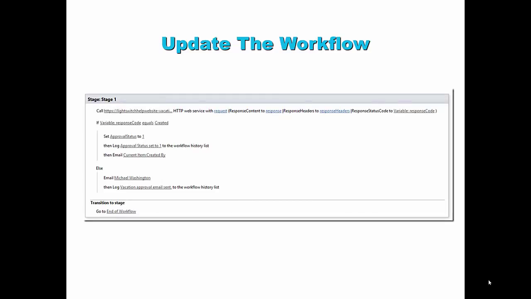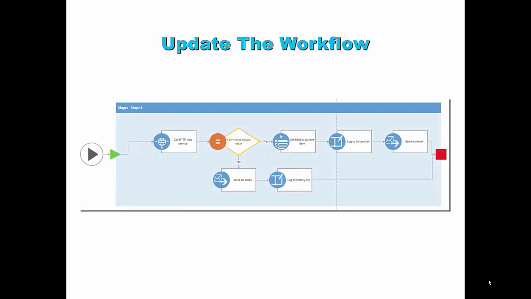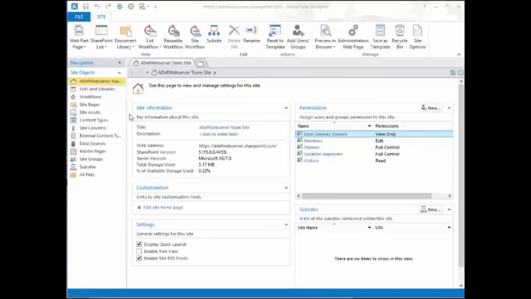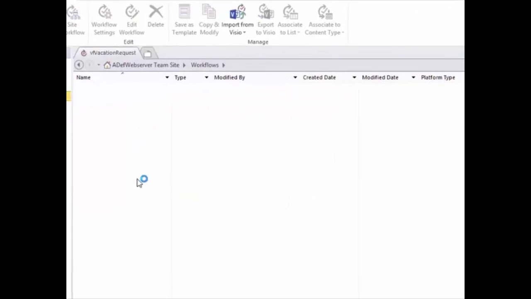We will then alter the workflow to simply look at the response, and based upon the response it either approves it or it doesn't approve it. So the rest of the code other than the second line will stay the same. If we have Visio installed, we can select the Visual Designer and we can see the workflow in Visio. Let's go ahead and look at that in the SharePoint Designer. We'll select the workflow. We'll select Edit Workflow.